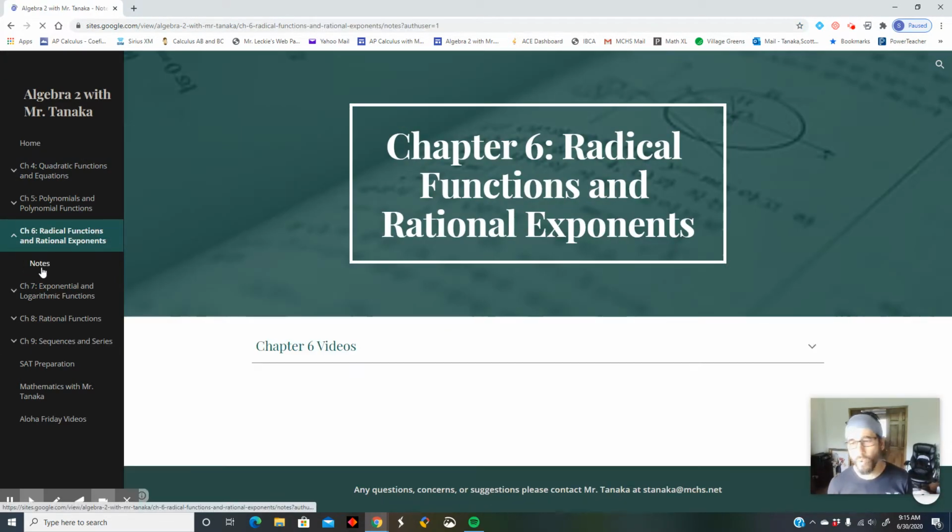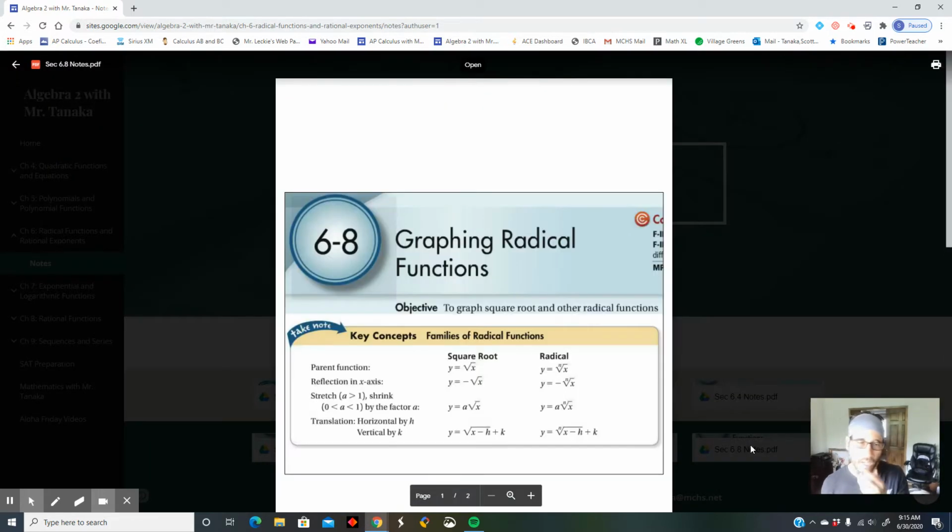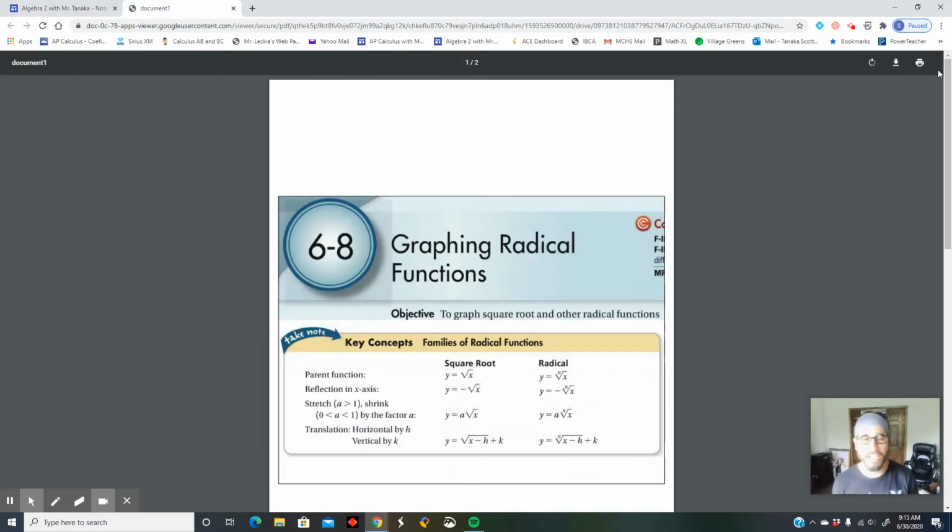Today we are on chapter 6. We're going to bust out our notes, and we are on the last section of chapter 6. We're going to have a big test coming up pretty soon. The nicest thing about the last piece of this section is that it's going to be very familiar to us, because once again, we are graphing. So we're graphing radical functions.